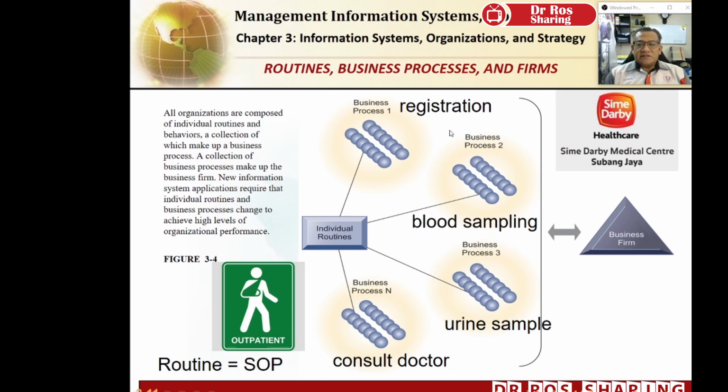So business process 1, 2, 3, 4, and 5 is basically a standard business process. It must follow certain steps in order to get the service completed. So those are basically the routines and business process within a firm.